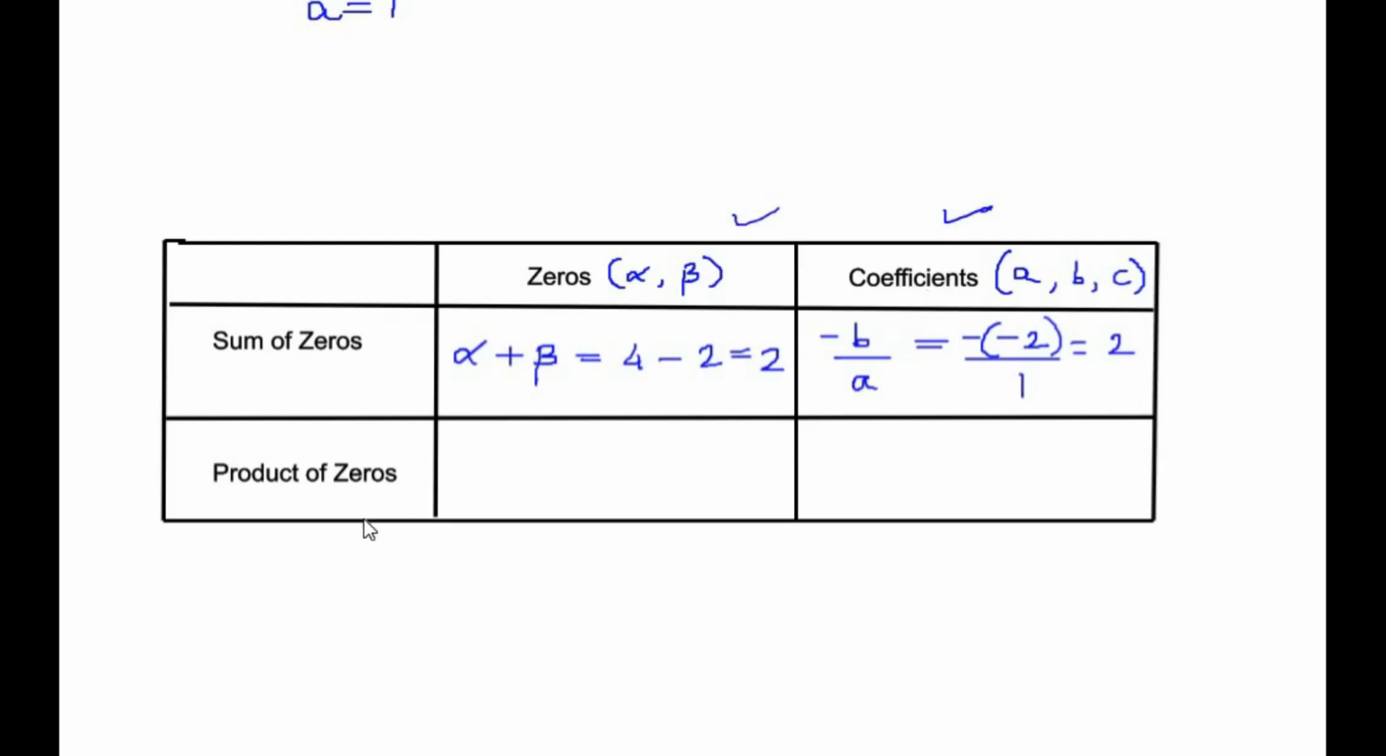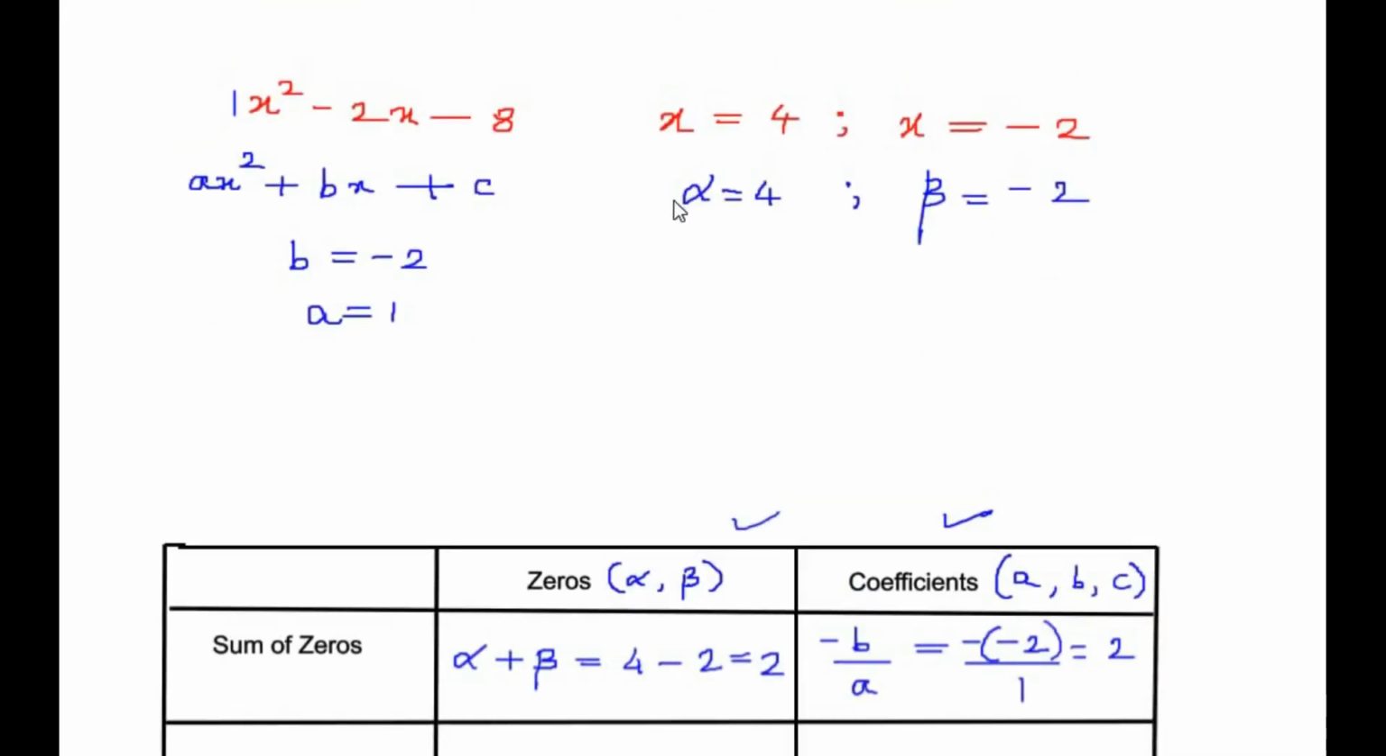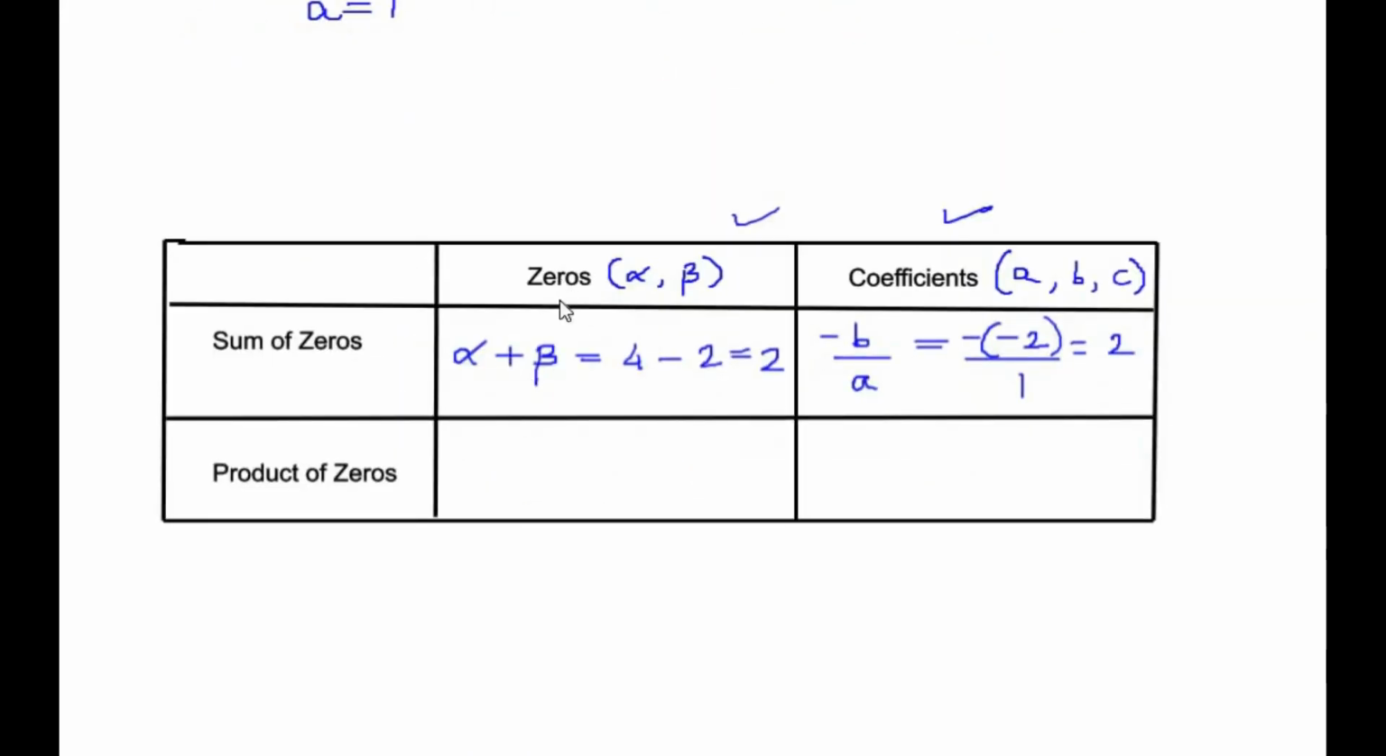Now let us check the product of the zeros. In the case of zeros, we write it as alpha times beta. Alpha we have as 4, times negative 2. So 4 times negative 2 gives us negative 8.